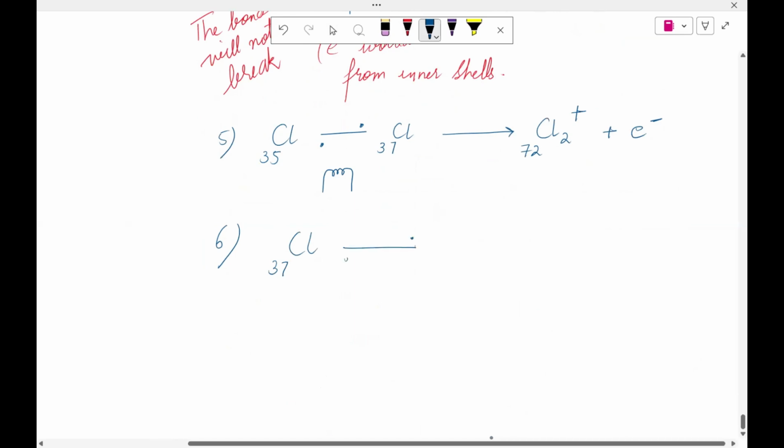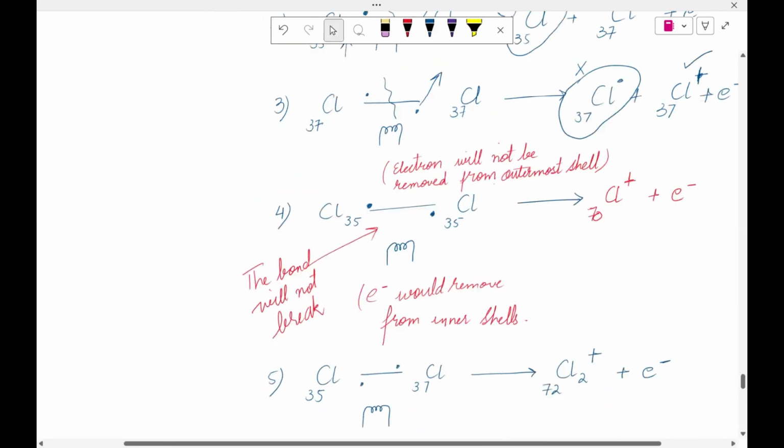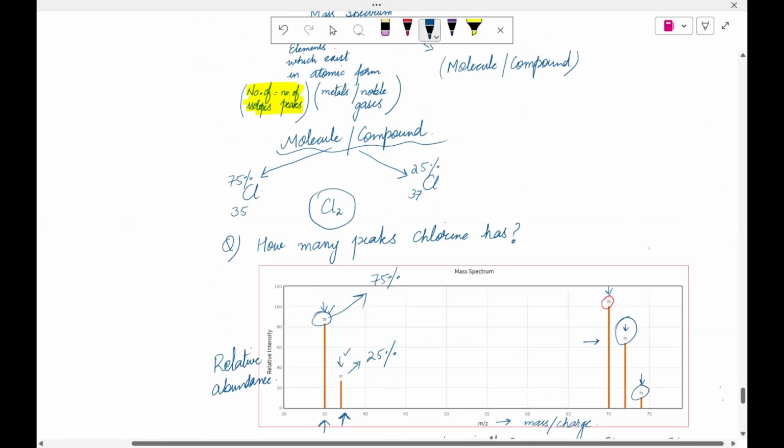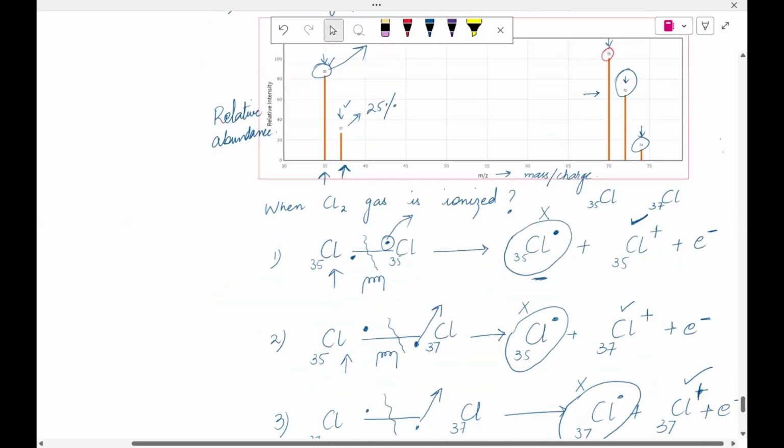Again, this Cl now is having 37. So again, we are bombarding electrons, but an electron is removed from the inner shell. So 37 would become 74 with a loss of electron like this. And that is why we are having the peak of this 74. I hope this point is clear to you.